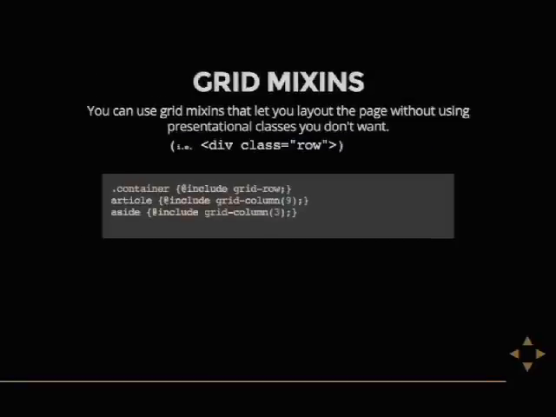But this is what a mixin looks like for the grid, so you don't have to use that row class everywhere. So you have a container and you're using a mixin called grid row. Using that mixin makes it a grid row. But then you also have to define your columns, right?